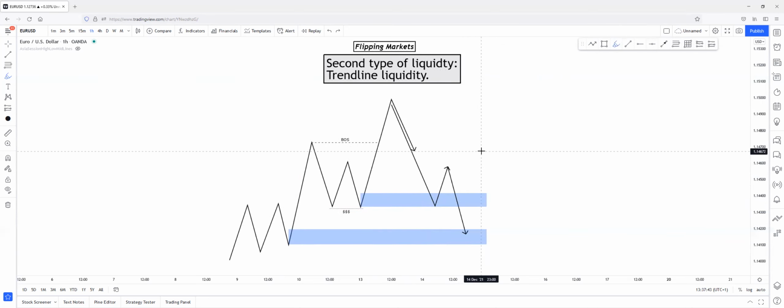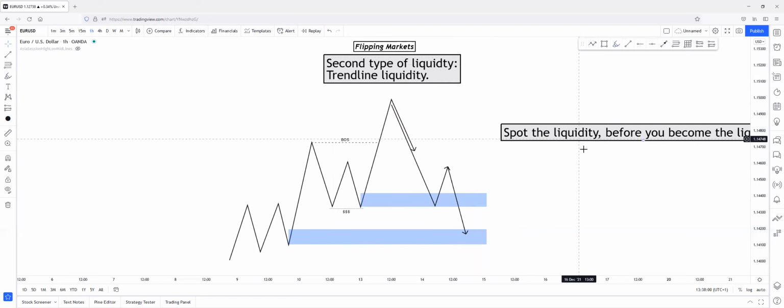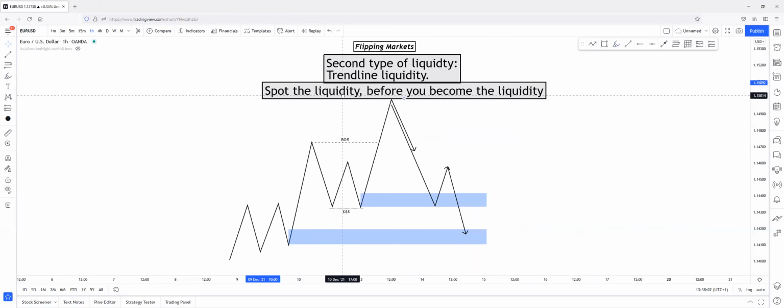You always want to spot the liquidity before you become the liquidity. Just remember this and write it down. You know what? I will write it down here and you can screenshot it. This is the golden rule for the liquidity. Spot the liquidity before you become the liquidity. So see you in the next one.